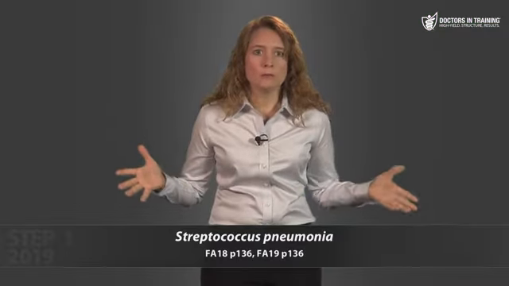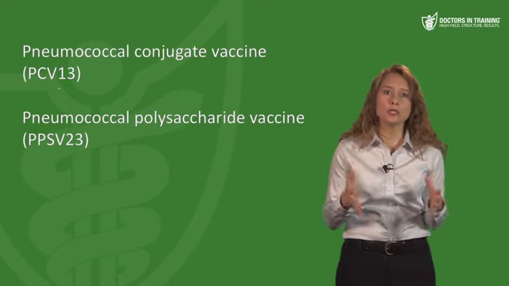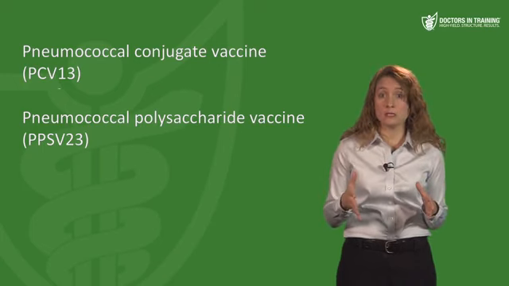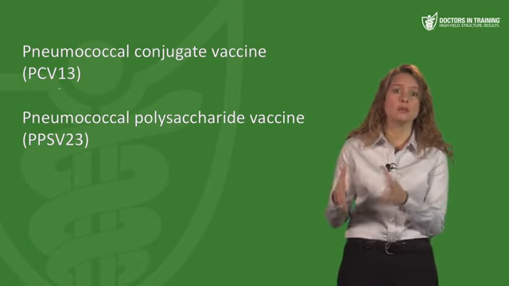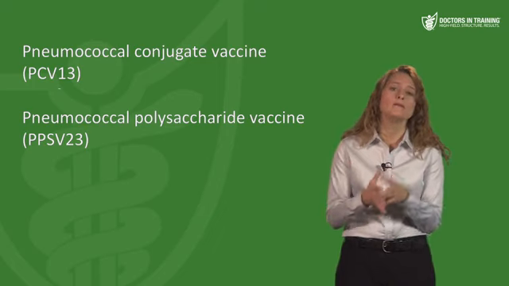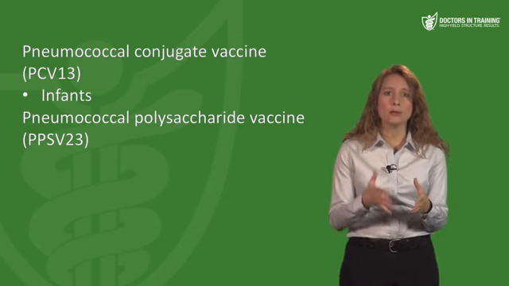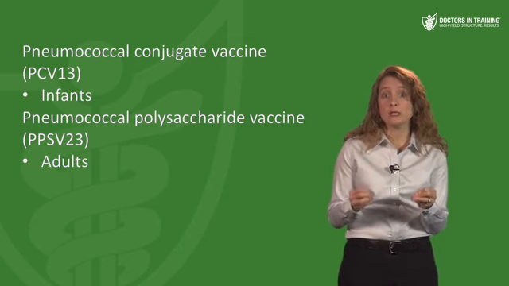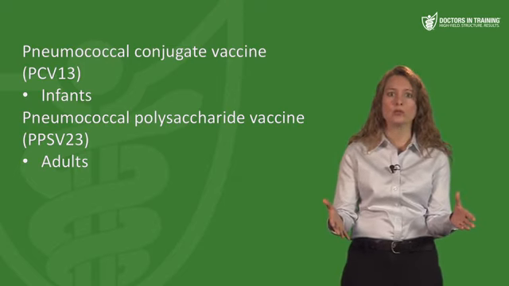The great news about strep pneumo is that there are vaccines available for children and for adults. There are currently 2 available vaccines recommended in the United States, the pneumococcal conjugate vaccine, PCV13, and the pneumococcal polysaccharide vaccine, PPSV23. The PCV13 is the one typically given to all infants. Current recommendations say that adults who meet criteria for vaccination should get both the PCV13 and the PPSV23 vaccines spread out over time.